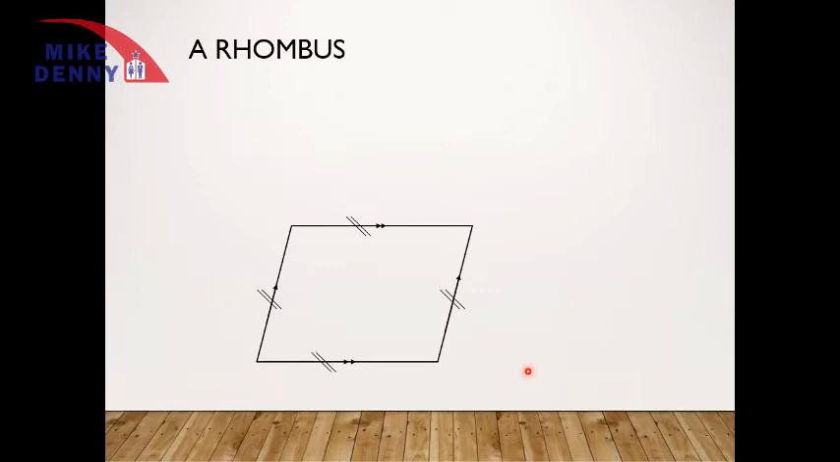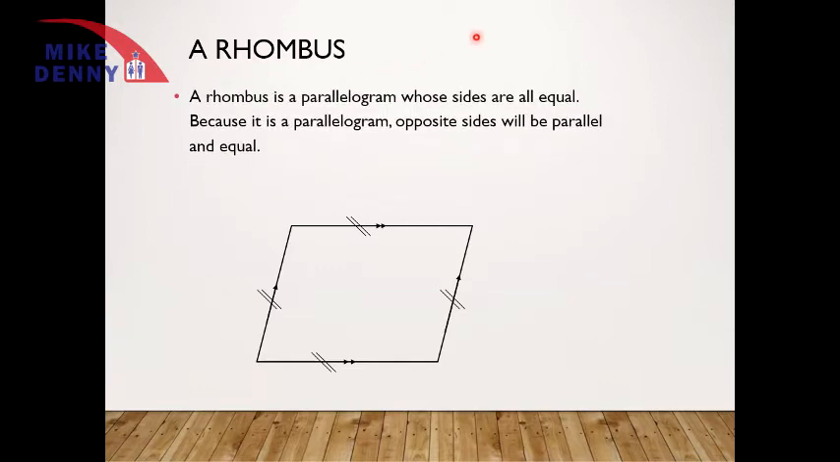And the next kind of quadrilateral is what is called a rhombus. A rhombus. And what is a rhombus? A rhombus is a parallelogram whose sides are all equal. So you have a parallelogram with all the sides equal, you will call it a rhombus. And because it is a parallelogram, the opposite sides will be parallel and equal.